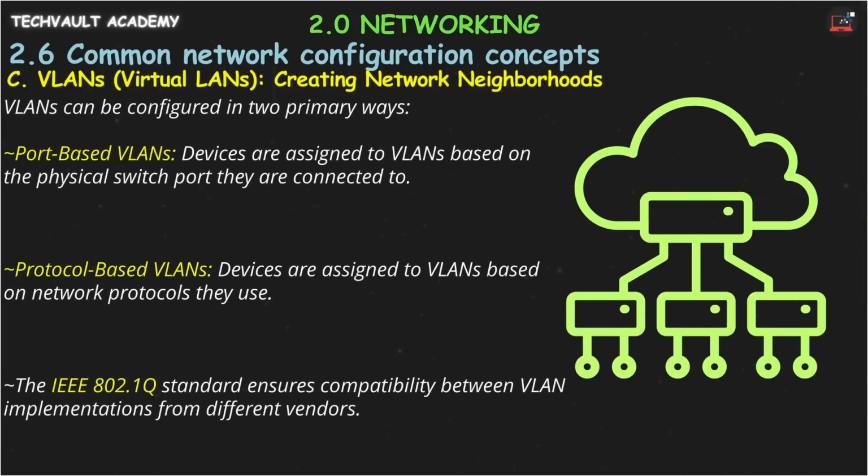VLANs can be configured in two primary ways. Port-based VLANs: devices are assigned to VLANs based on the physical switch port they are connected to. Protocol-based VLANs: devices are assigned to VLANs based on the network protocols they use. The IEEE 802.1Q standard ensures compatibility between VLAN implementations from different vendors.